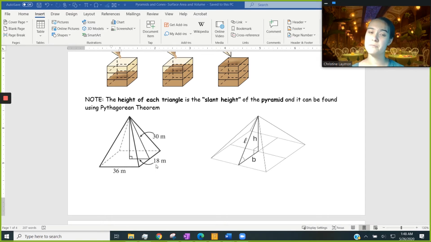triangle face. Something to note is that you can use the Pythagorean theorem. Notice that I have this portion here, that little short leg is exactly half the length in this direction. This up and down is the height, and that is my slant height. Let's go ahead and put this into practice and see if that helps.